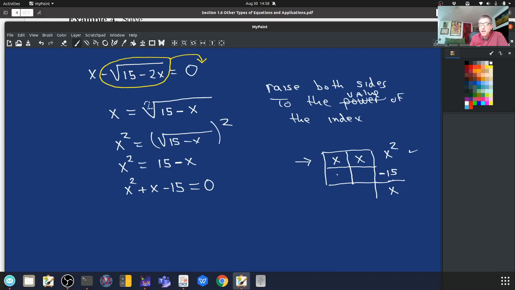Now I have to find two values multiplied together that give me minus 15. So minus 5 and 3 is a possibility, but I'm going to choose minus 3 and 5. So minus 3 and 5 gives me minus 15. So now comes the checkpoint. We multiply down this way. Minus 3 times x is minus 3x. And 5 times x is plus 5x.